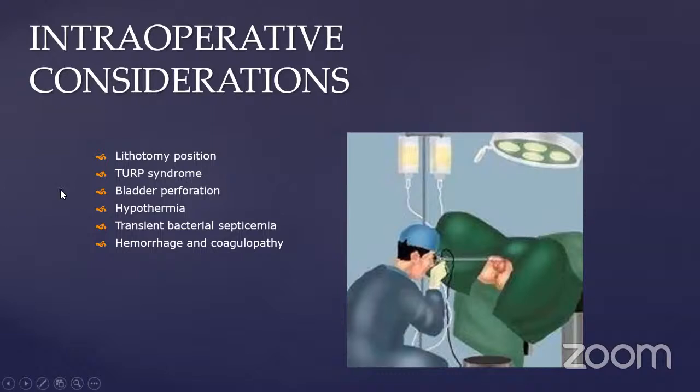Intraoperative considerations: the patient should be placed in lithotomy position, and we should take care of the TURP syndrome that can occur during the surgical procedure, and bladder perforation should be taken care of. The patient should be protected from hypothermia. Transient bacterial septicemia can also occur, and hemorrhage and coagulopathy should also be considered.